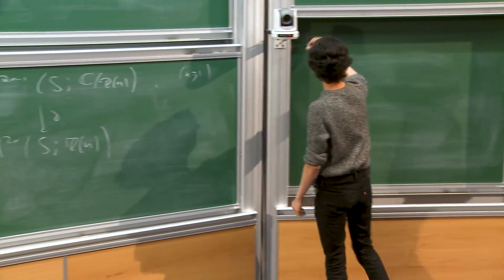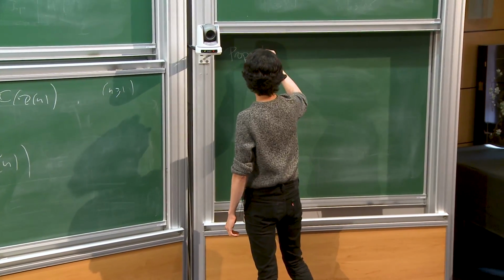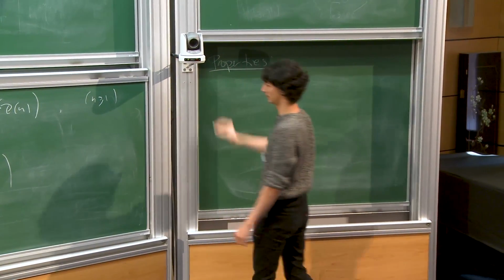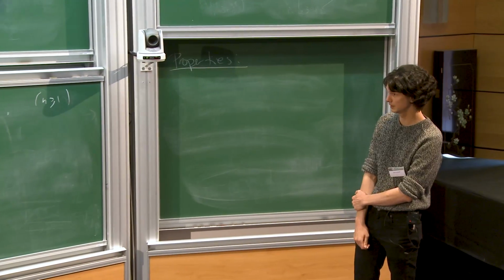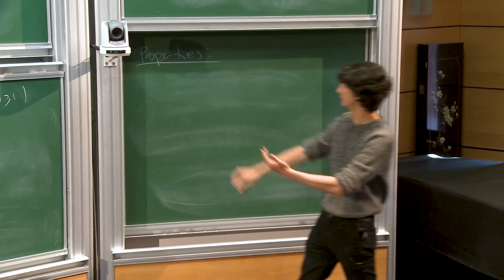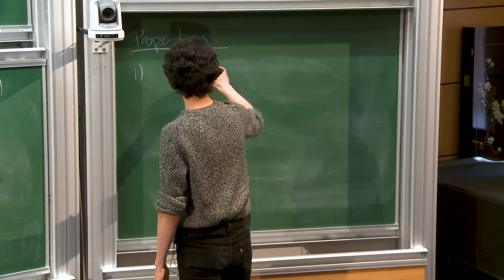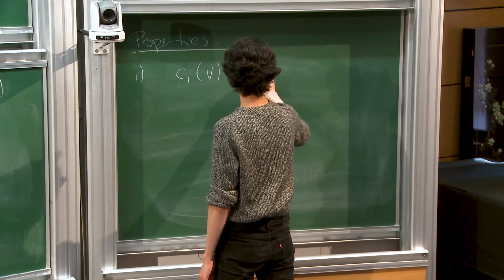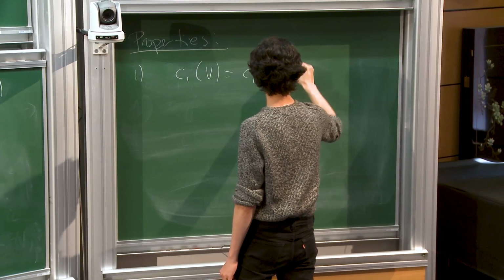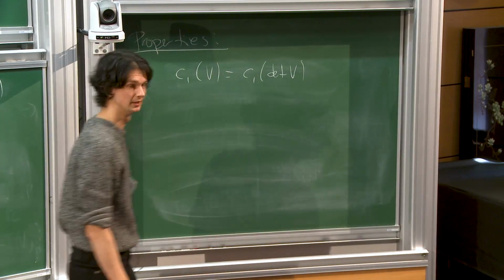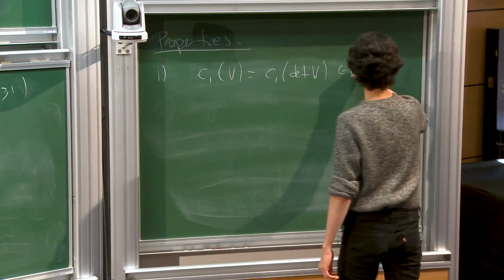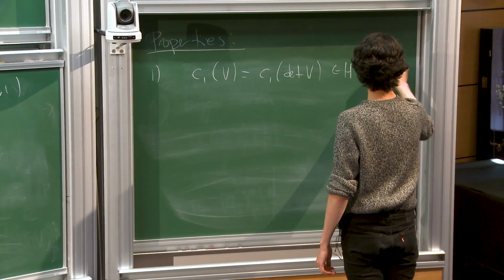So some properties. The first thing is you can look at the first Chern class. Classically, if you take the first Chern class of a vector bundle, it's the same as the first Chern class of the line bundle you get by taking the top exterior power. That's in H^2(S, Z).